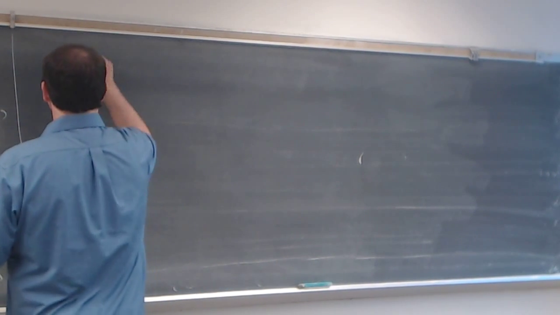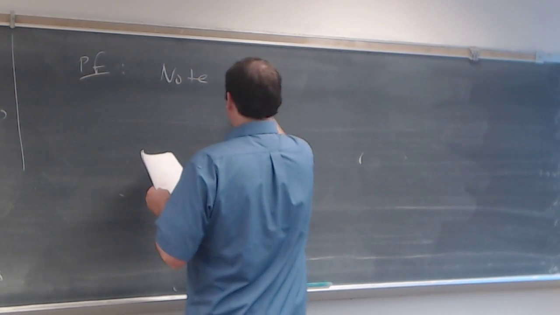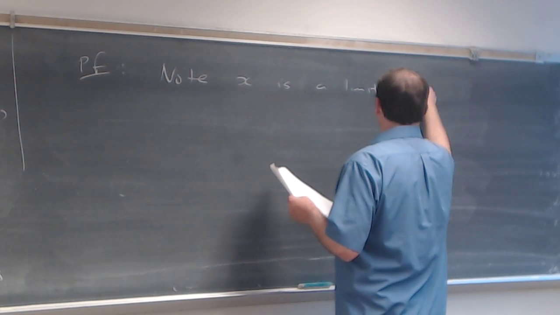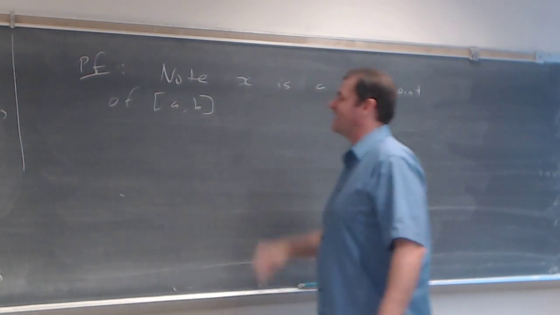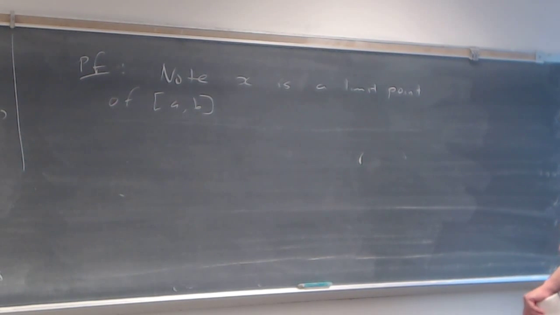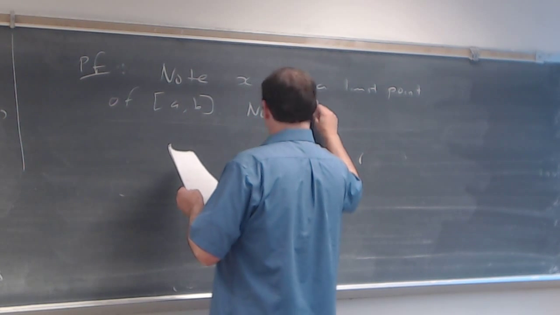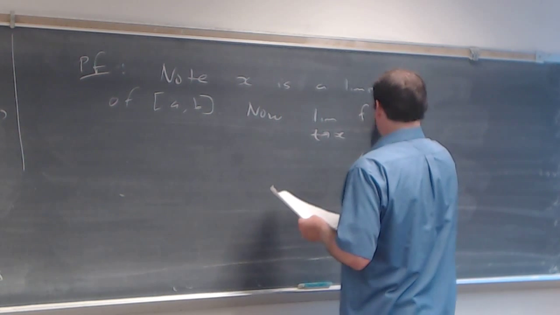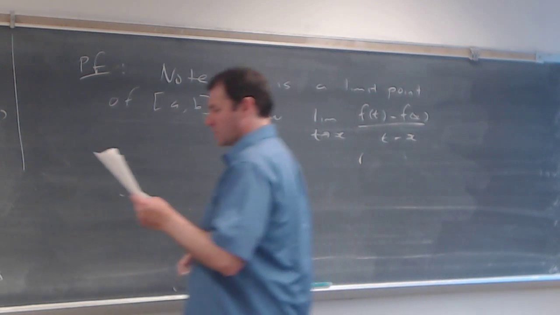So let's look at the proof. Note, x is a limit point of A to B. If you're a point in A to B, you're a limit point of that set. Now, the limit as t goes to x, so this will be the derivative provided it exists, of f of t minus f of x all over t minus x.